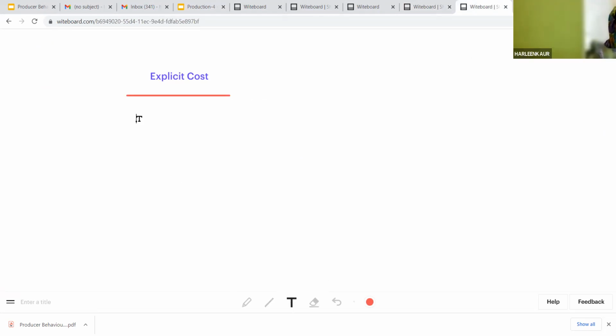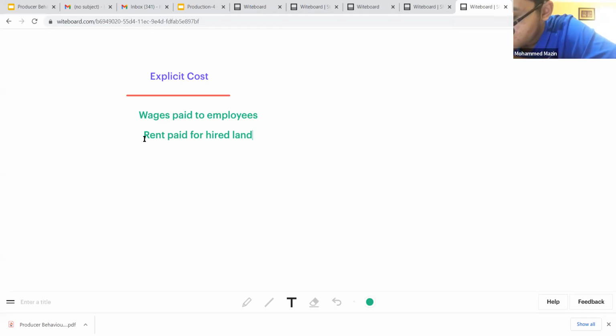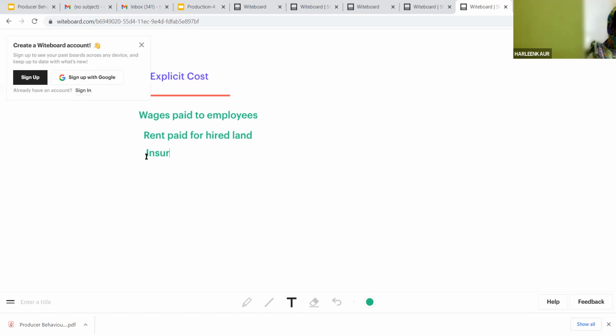So here, explicit cost can be wages paid to employees, or for purchasing raw material, a businessman or a firm incurs some cost, which is explicit cost. Rent paid for hired land. Or insurance premium paid to secure the property from fire or theft.